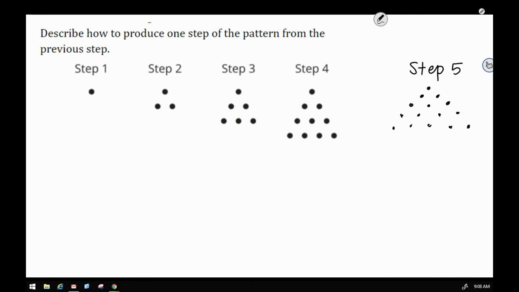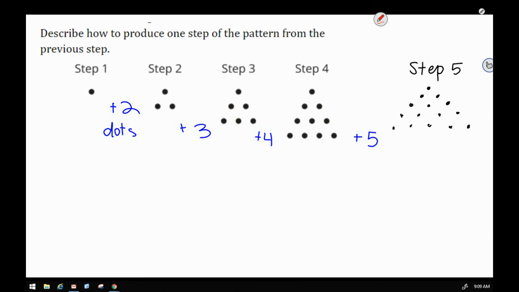All right. How do I get from step 1 to step 2? Add one more than there was previously. You add a row. I'm going to go with add 2 dots. Okay, how do I get from step 2 to step 3? Add 3 dots. From step 3 to step 4, and then from 4 to 5, we added 5 dots. I'm sure I made that way complicated.